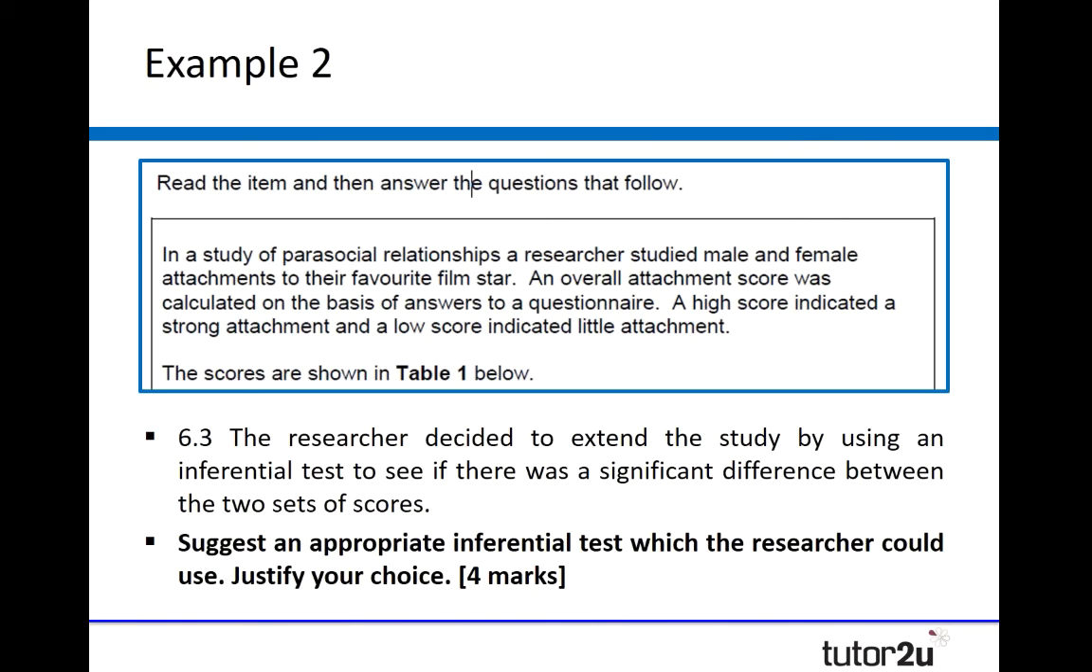So it says here, in a study of parasocial relationships, a researcher studied male and female attachments to their favourite film star. The overall attachment score was calculated on the basis of the answers to the questionnaire. A high score indicated a strong attachment, a low score indicated a little attachment. The question that goes with this: the researcher then decided to extend the study by using an inferential statistical test to see if the results were significant. Suggest an appropriate inferential test which the researcher could use.